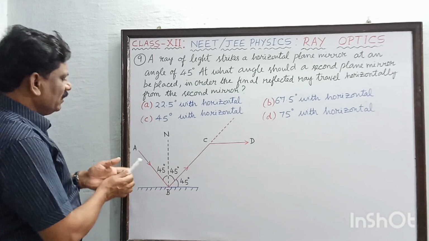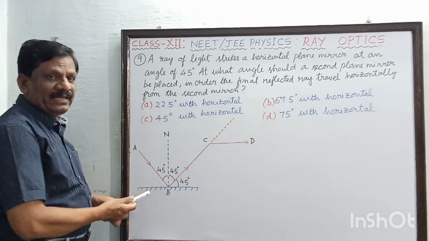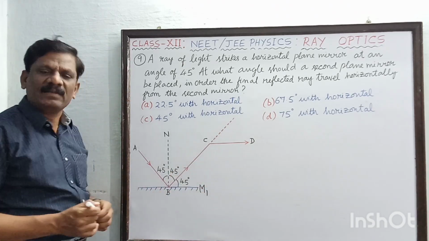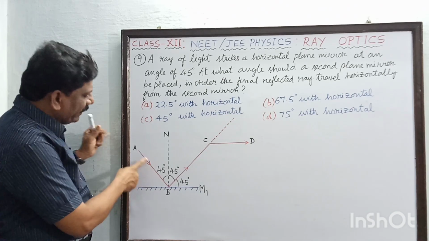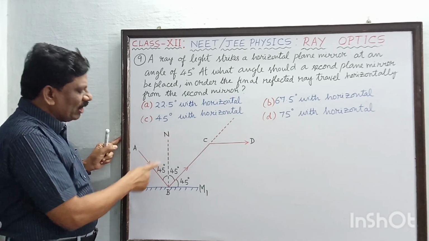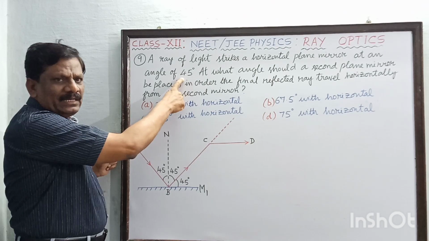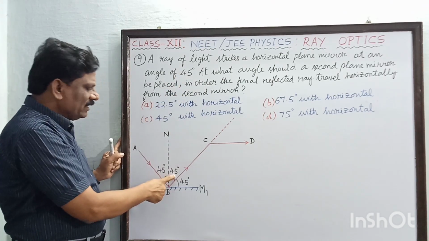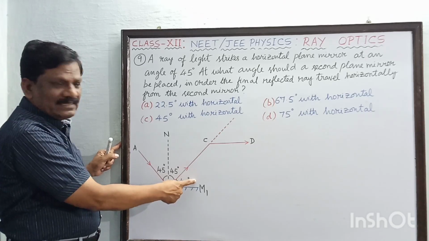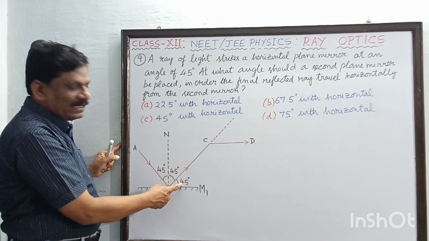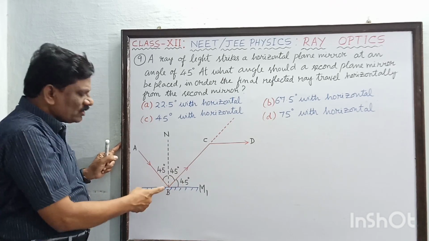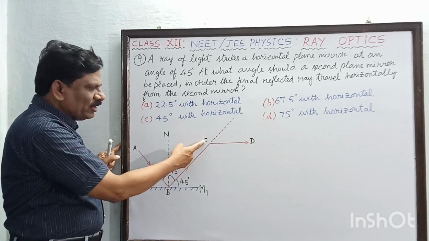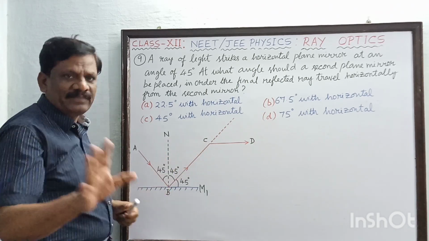You can see here AB is one incident ray and it is falling on a mirror M1. It is a plane mirror. So the angle made by the incident ray AB with the normal, that is 45 degrees, is given. Naturally the angle of reflection also must be 45 degrees, and the remaining angle, the glancing angle with the mirror, is also 45 degrees. So the reflected ray is represented by BC, from B to C. This is the reflected ray.